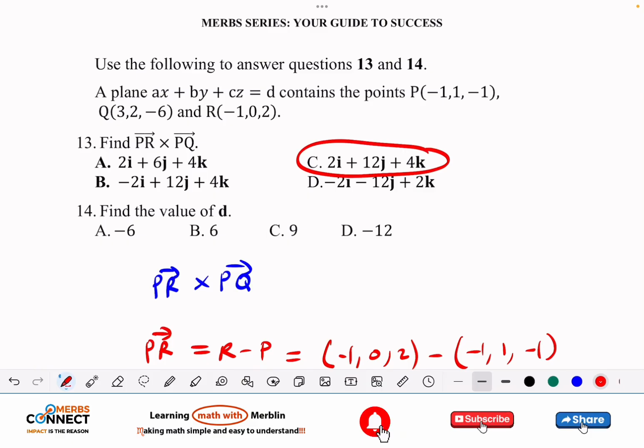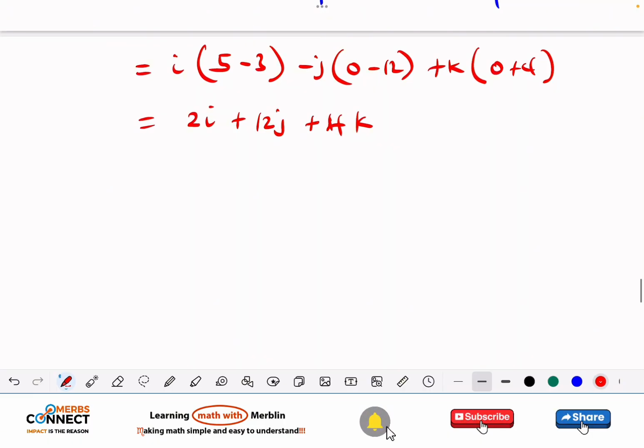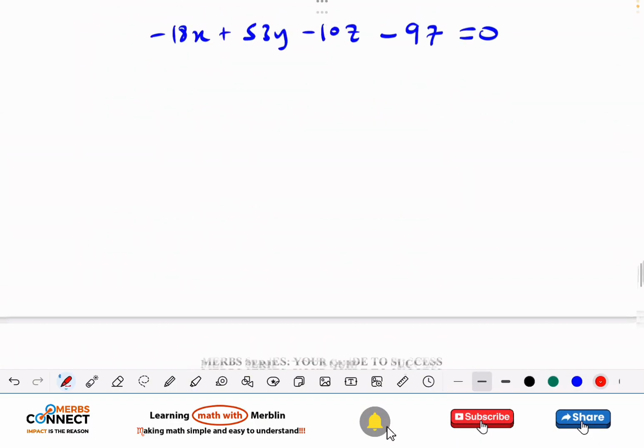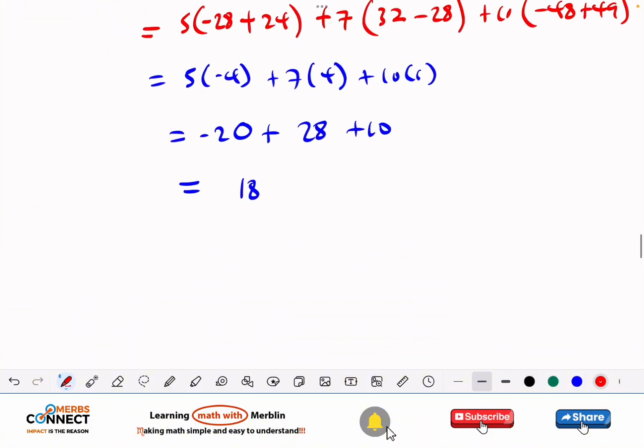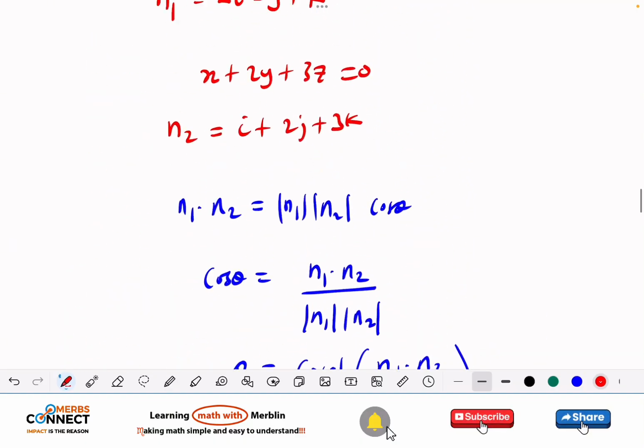Now, question 14 is asking us to find d. So how can you find d? Let's try and figure it out. What we need to remember is that we have a formula that goes with ax plus by plus cz is equal to d. Remember, anytime, for example, let me go back and show you something here. When we are talking about the normal vector, we saw something that we ignored, right? So with the normal vector here, good.